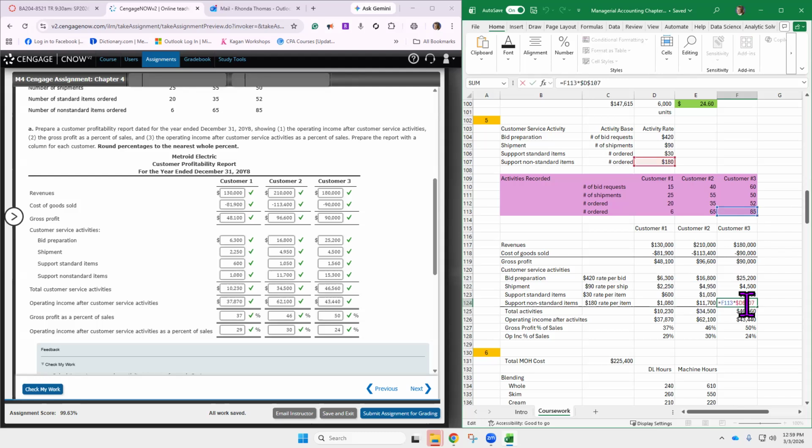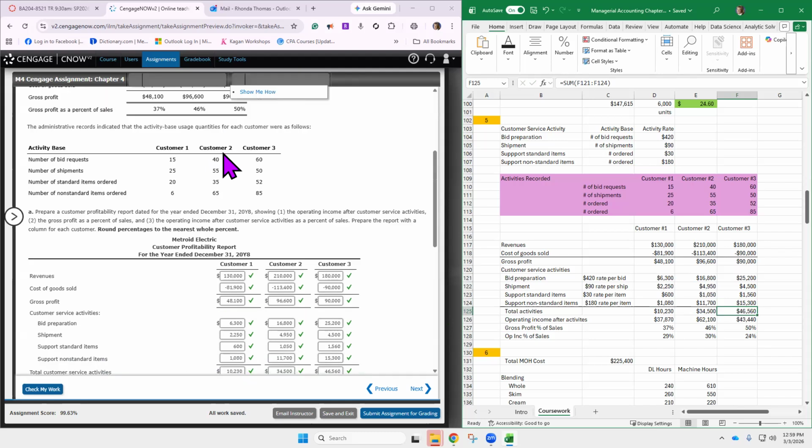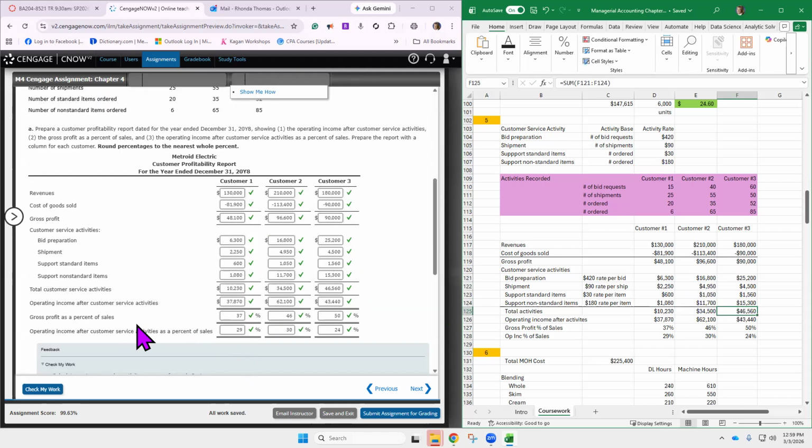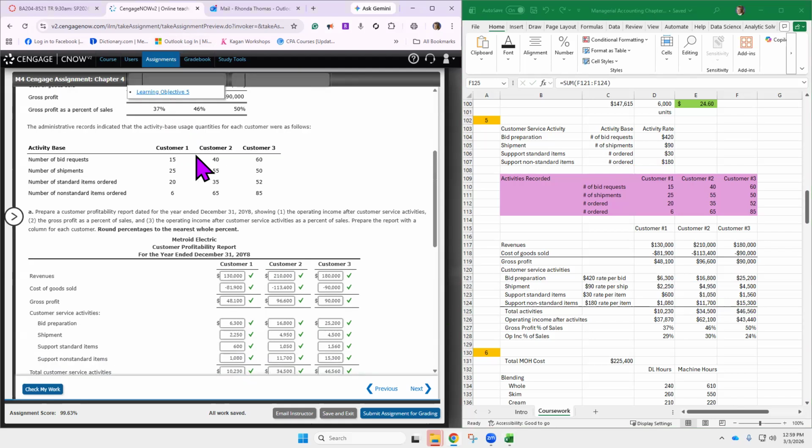Wow. And then 85 times 180. I forgot to tell you the profit as a percent of sales. Let's go ahead and put that in. That actually came from right here. So if you take your gross profit and divide by your revenue, you get 37%. They did that for us.